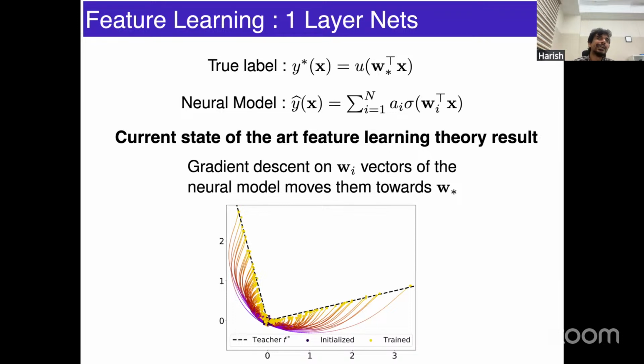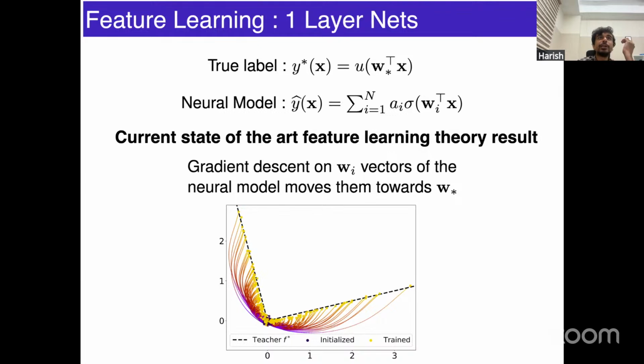This is called a single index model, where your true label function is really just a scalar function of another scalar function. You don't know w star. So you say that your labels are given by u of w star dot x for some unknown w star and some unknown u. However, u is a scalar function which just maps reals to reals. That's this kind of model.